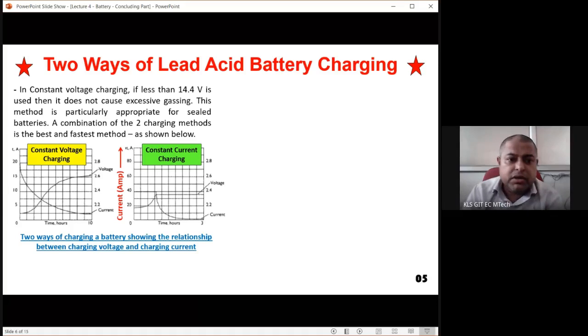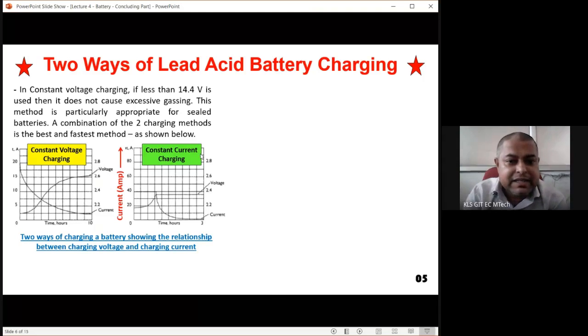Okay, so don't mix up between the left side and right side of the scale. Left side is the current scale and right side is the voltage scale. This is about constant voltage charging, and don't think this is constant voltage. This is how the battery is getting charged. This is how the battery voltage is increasing, but externally between two posts we are connecting 14.4 volt constantly. So that constant voltage you cannot see here. Constant voltage is connected externally, but this is how the voltage of the battery is increasing.